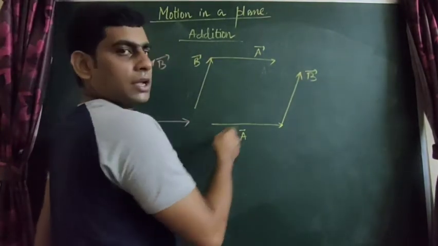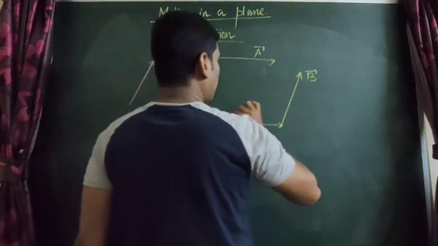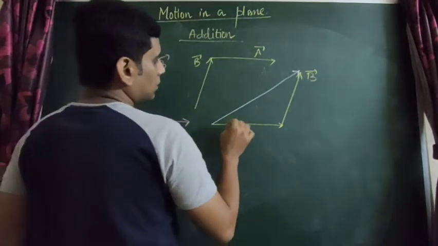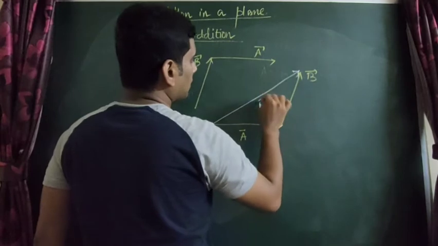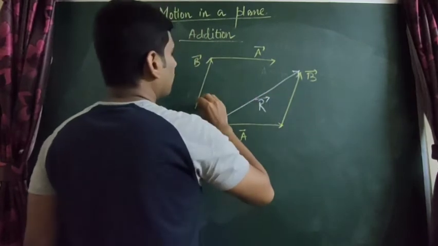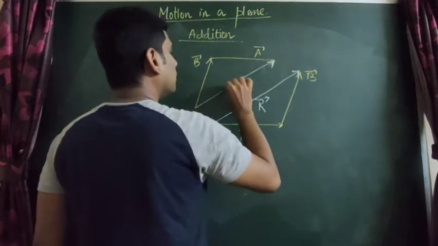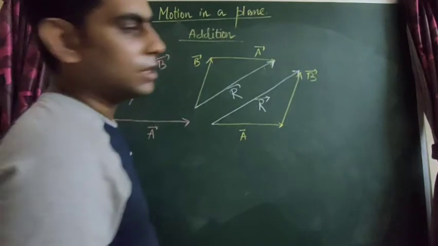So if I add this, what will I get? Now the point I will add here, pointing from A to B, is known as the resultant, which is given by another vector R. This is also the same from B to A. This is known as R. So this is addition of vectors.